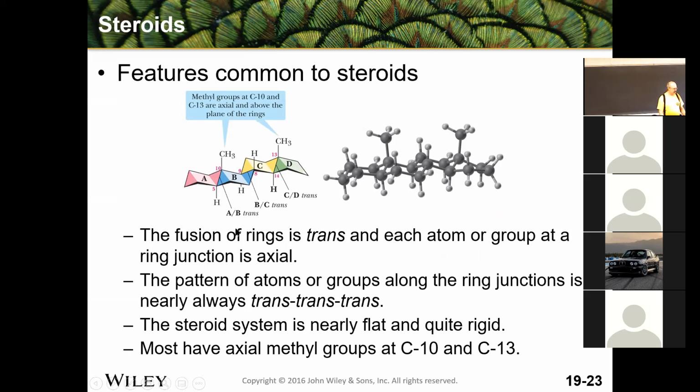Okay, usually the 6-membered rings are trans. And each atom or group at a ring juncture is axial. The pattern of atoms or groups along the ring junctions is nearly always trans, trans, trans. Okay, and what this does is makes the steroid system nearly flat and quite rigid. Most will have axial methyl groups at C10 and C13.